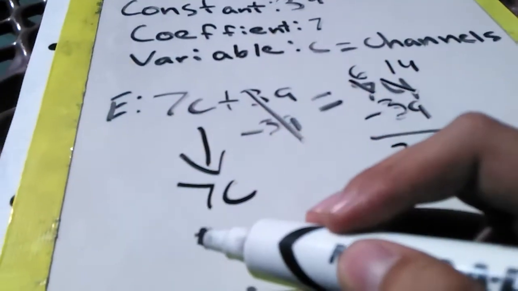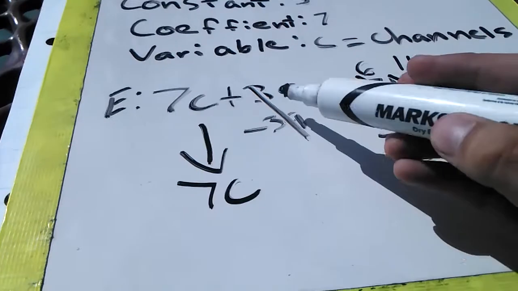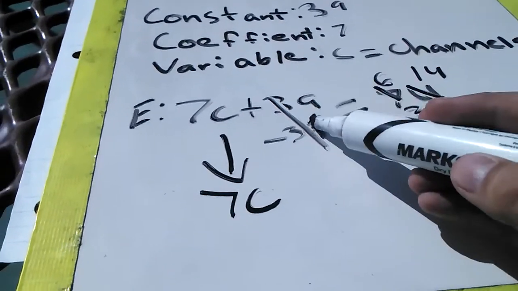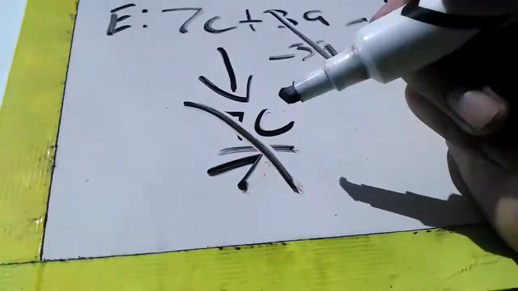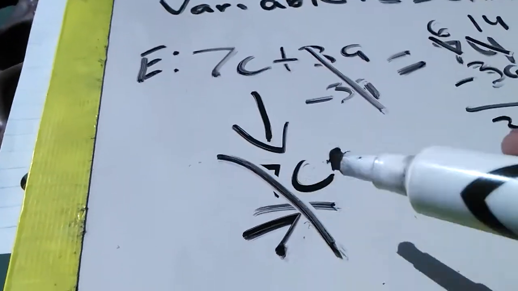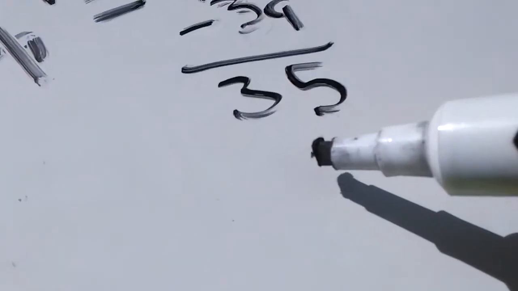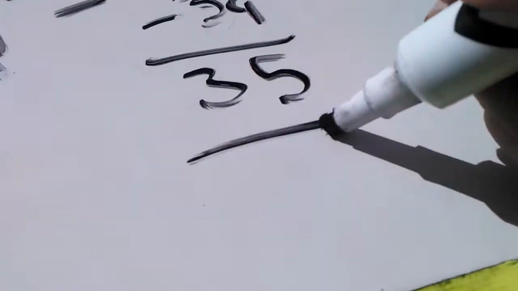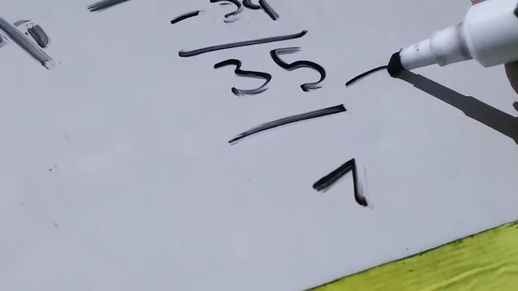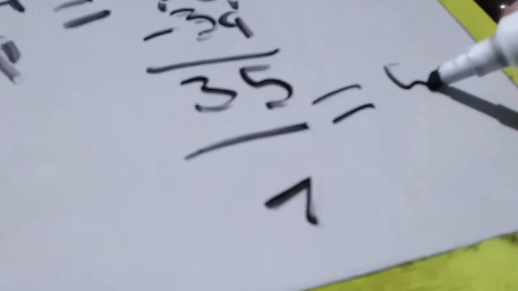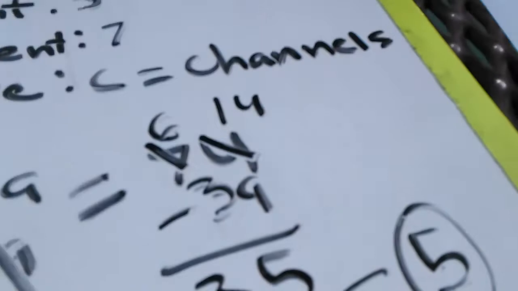So 7C, just like what we did with this, we don't minus it, but we divide it to get rid of it. If this was like 11, then we would divide it by 11. And guess what we do over here? We divide by 7 as well. And so what's 35 divided by 7? Well, it is 5. So the answer is 5.